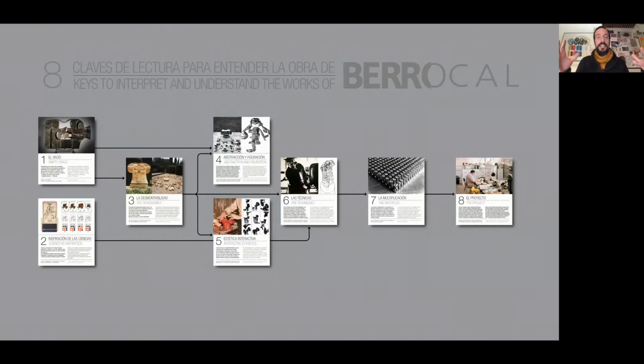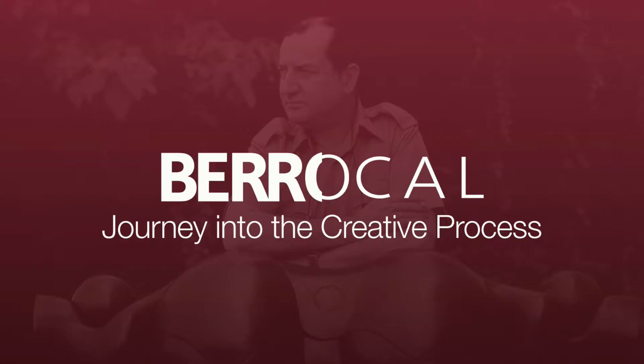But during our visit, we're going to see 8 key points that will help you understand the complexity of this work. And what's more important than this, nobody is born with these two ideas. So what we are going to see today is a journey into the creative process. It's a universal process. It's a universal journey. It happens in many different disciplines or characters, not only in artists.